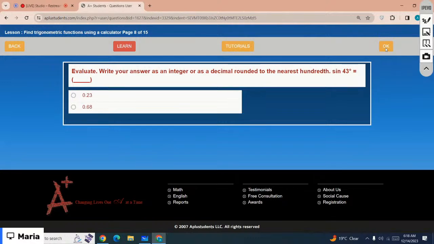The next one is evaluate. Write your answer as an integer or as a decimal rounded to the nearest hundredth. So, which is the correct option? That is sine 43. So, the correct option is 0.68.